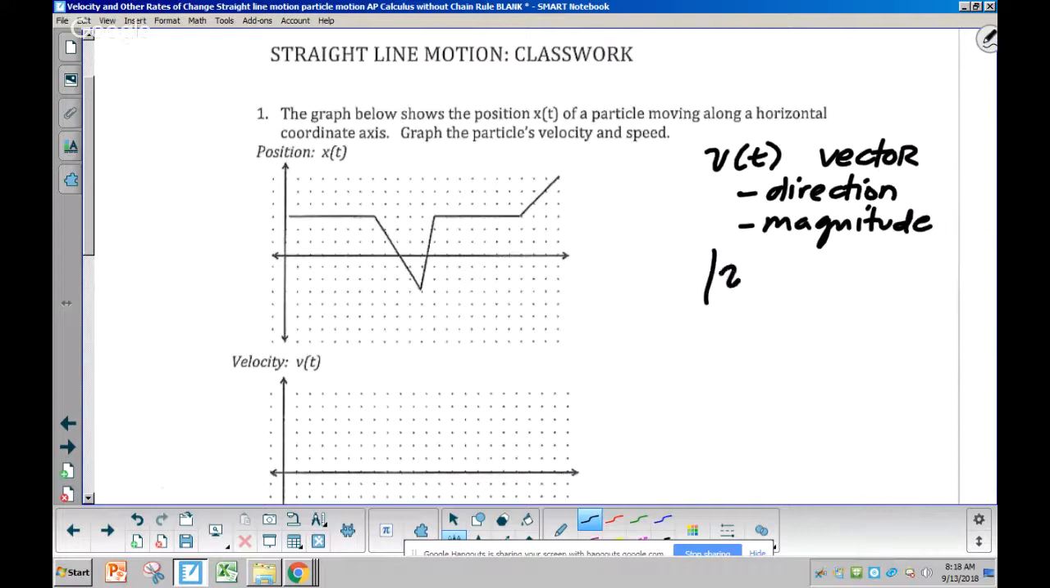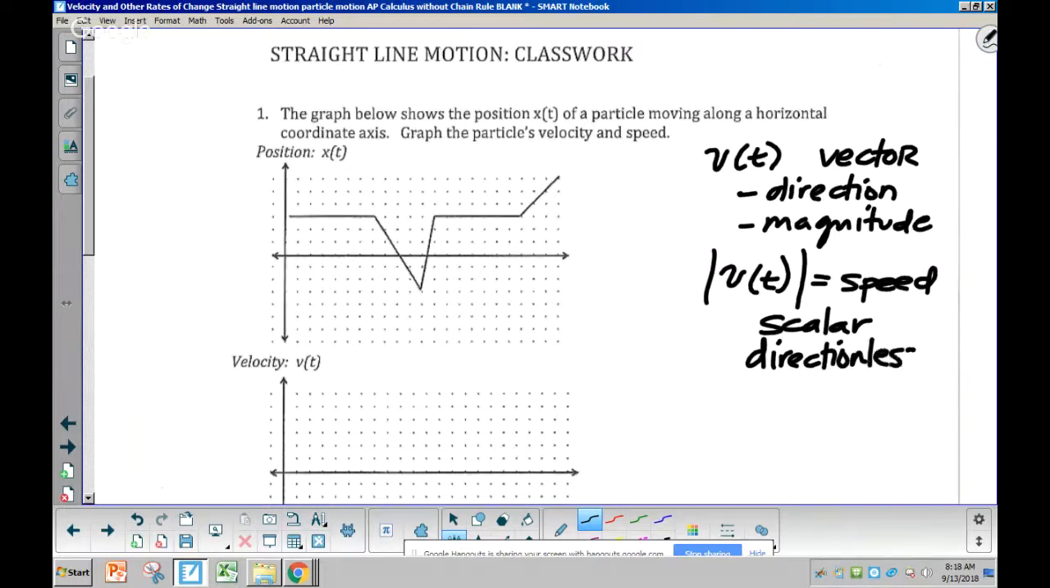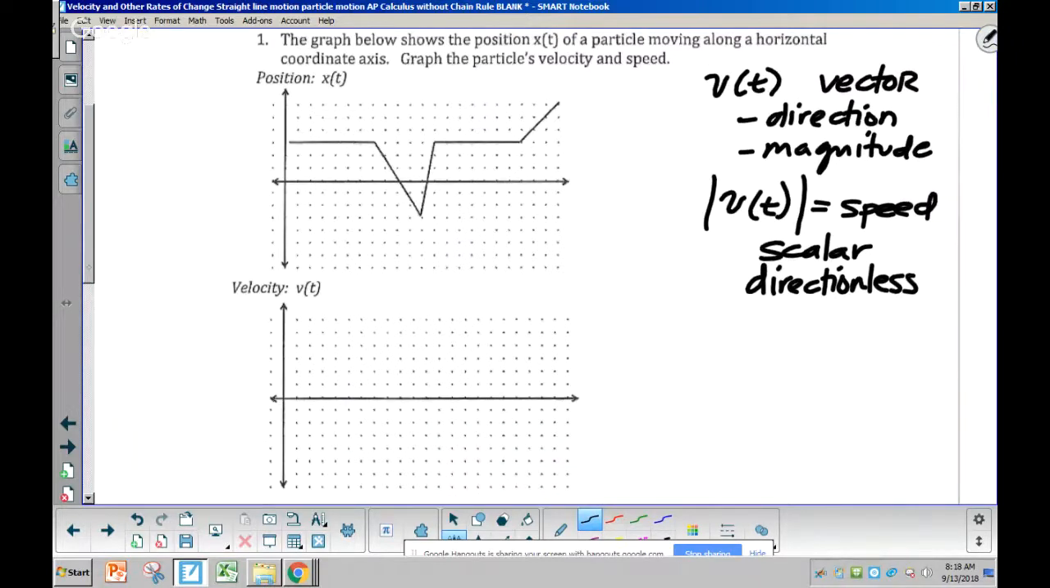And so speed is the absolute value of velocity. And so it's just the magnitude piece, isn't it? And speed is a scalar. It is directionless. So if someone is asking you how fast you're going, do they care which direction you're going? No, so that's a speed question versus a velocity question. All right, but they've asked us to graph the velocity first.